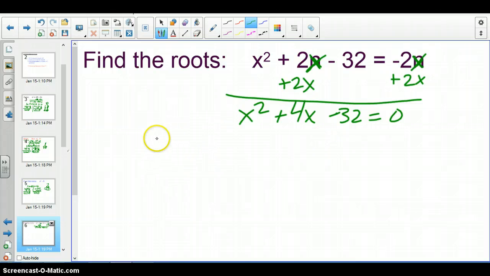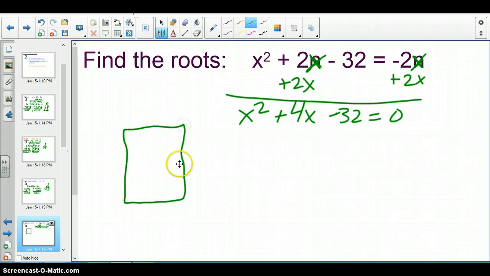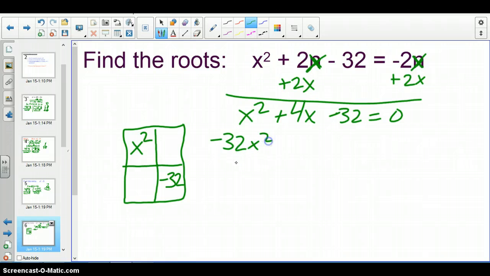Okay, so first step, once again, we want to factor this. I'll factor this using the box method. So with the box method, our first step is to put our x squared in the top left hand corner and our c term, negative 32, in the bottom right hand corner. Next step is to multiply these two boxes together. And multiplying together we get negative 32x squared.